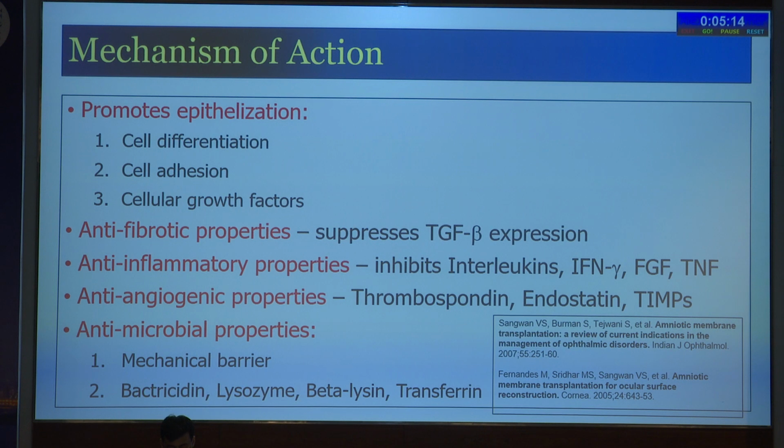So it promotes epithelialization, right from cell differentiation and cell adhesion; cellular growth factors are present. It has anti-fibrotic properties, suppressing TGF-beta expression. It has anti-inflammatory properties, inhibiting interleukins, interferon gamma, FGF, and TNFs. It has anti-angiogenic properties, with thrombospondin, endostatin, and tissue inhibitor of metalloproteinases. It has antimicrobial properties; it acts like a mechanical barrier itself, and has bactericidin, lysozyme, beta-lysine, and transferrin.